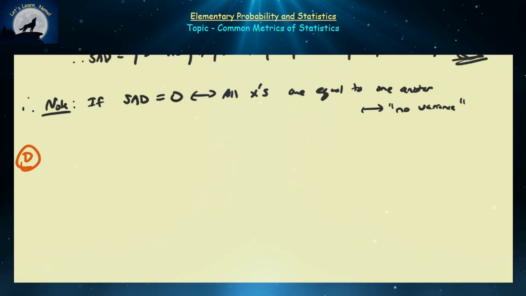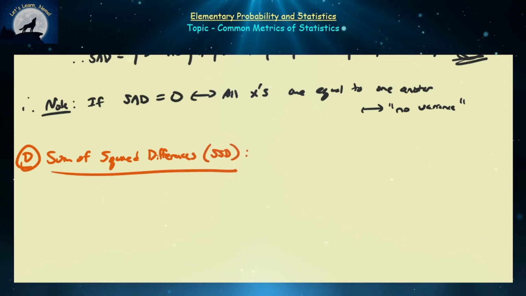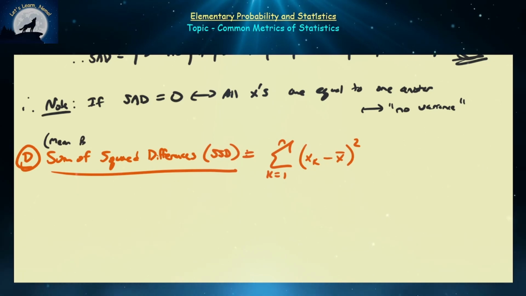A very similar metric to the sum of absolute differences is referred to as the sum of squared differences, sometimes abbreviated by SSD. So take a guess of what it is going to be. This is going to be equal to the sum of squared differences, x_k minus x bar, the quantity squared. And obviously, this is going to be a mean-based sum of squared differences because, again, you can replace the mean with the median if you want a potentially more robust measure of variation. So it's pretty much going to be the same exact thing.